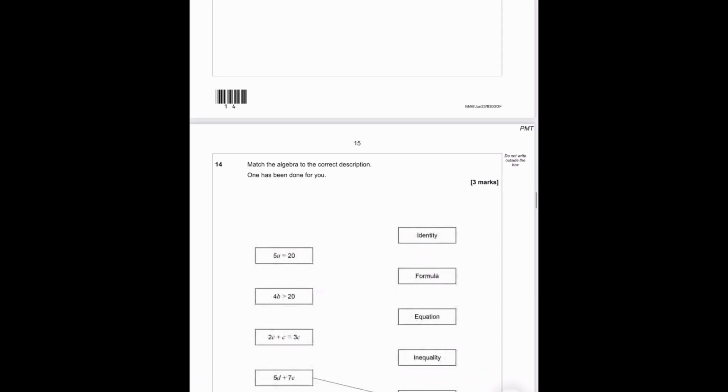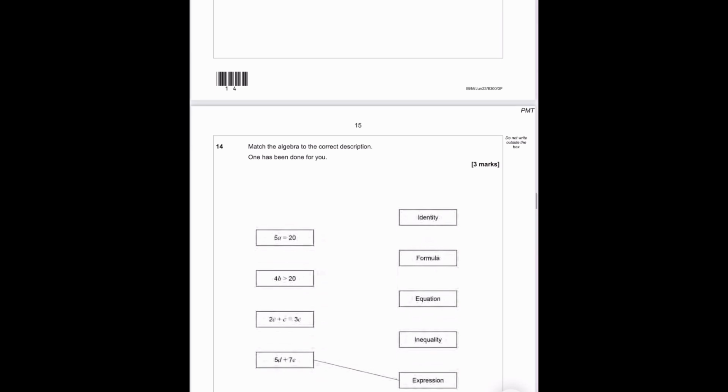Match the algebra to the correct description. So 5a equals 20 is an equation. 4b is greater than 20 is an inequality. And 2c add 2c, can you see this symbol here? That means it's an identity.